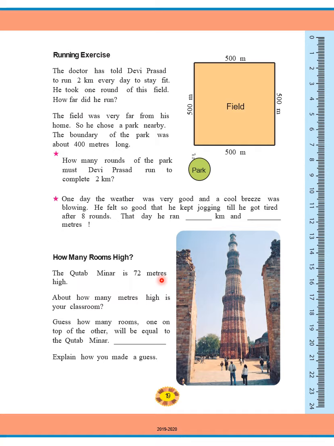So how many rooms high? This is the next topic. The Qutub Minar is 72 meters high. And about how many meters high is your classroom? Our classroom is around 4 meters high. Guess how many rooms, one on the top of the other, will be equal to the Qutub Minar. So if we divide 72 by 4, then we will get around 18 rooms. So it is around 18 rooms high, or 18 rooms' height will be equal to the height of Qutub Minar.